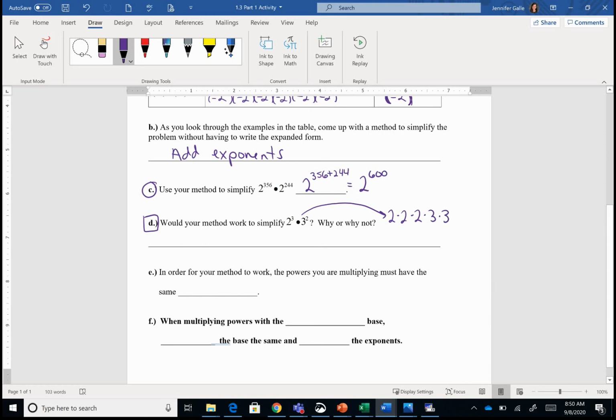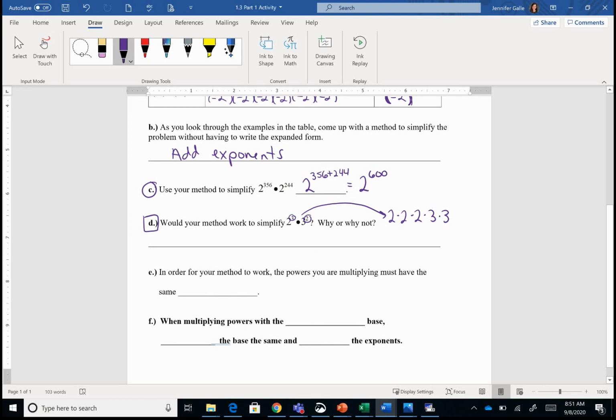Can I just write that as 2 to the 5th? No. Can I write it as 3 to the 5th? No, because they're not all 3's. So can I just add these exponents together and move on? Where do we get stuck? My people that said no, you all had an awesome thought on this. Caden, you said no. Why'd you say no? Yes, the base numbers aren't the same.